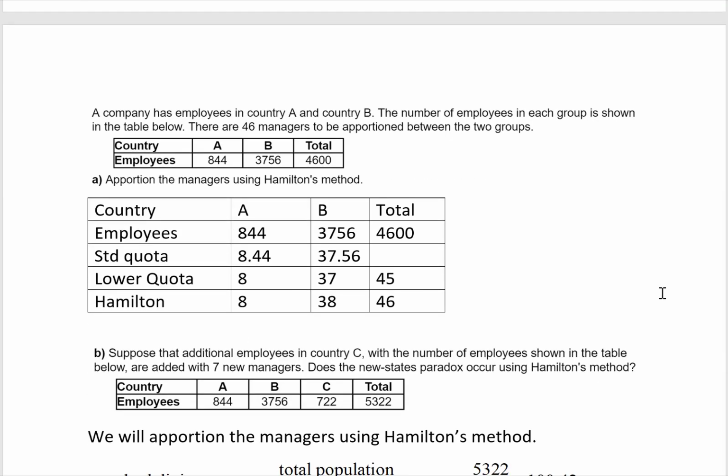A company has employees in countries A and B. The number of employees in each group is shown in the table below. There are 46 managers to be apportioned between the 2 groups. So first we're going to apportion by Hamilton's method, and our standard divisor, 4,600 divided by 46 managers, is 100. So I figured out the standard quota here. I rounded down. For the lower quotas, I had 1 left over, so I'm going to put that into B because it has the larger decimal. So you can see the Hamilton allocations there.